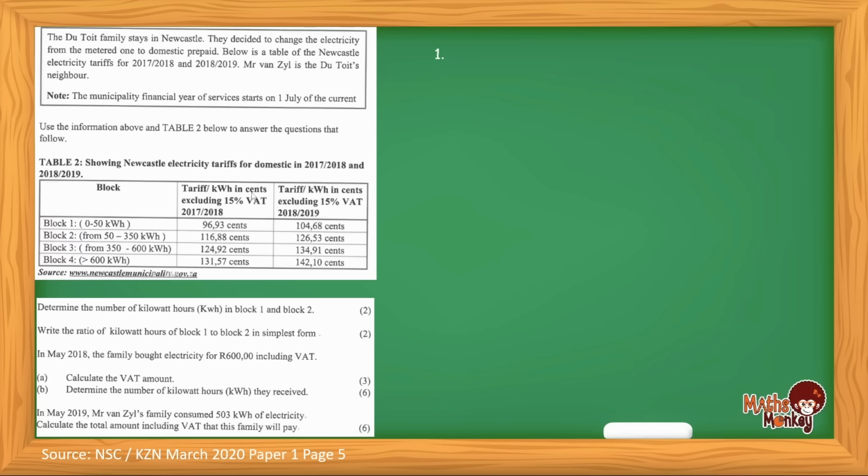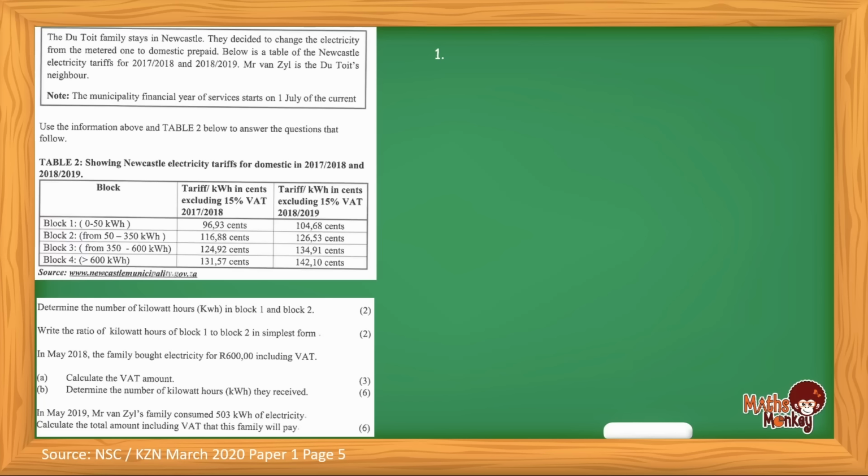This is now the tariffs for the 2017-2018 year and 2018 to 2019. In this case, we've got the different blocks with the different tariffs and the different total amounts, and we call this sort of a step tariff. So the more you use, the more you end up having to pay per unit.